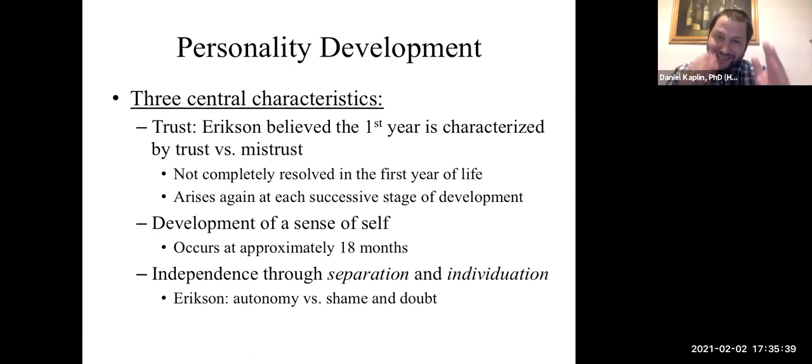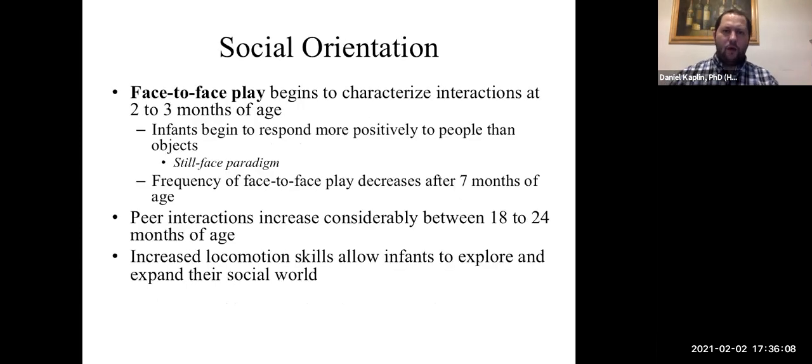Now, each stage builds on successive stages, right? So things happen and predispose the next stage for success or failure. So if you trusted the world, you're going to be more likely to trust yourself and be autonomous, self-governed. Whereas if you doubted or mistrusted the world, then you're going to be more likely to have shame and doubt within yourself.